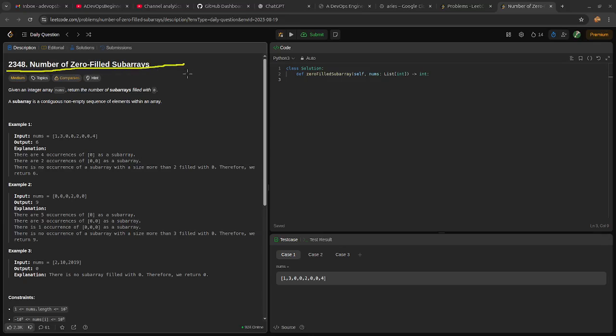Leetcode medium problem 2348, Number of Zero-Filled Subarrays. This problem looks pretty straightforward. All we care about is the subarrays that are filled with zero. So this is a subarray, this is a subarray.